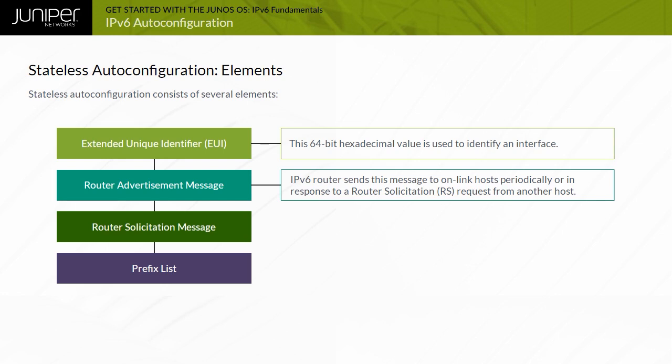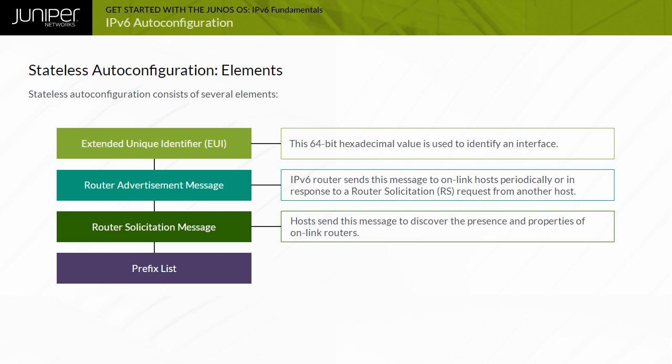Router solicitation message. The hosts send this message to discover the presence and properties of on-link routers. When an IPv6 router receives an RS request from a host, it responds by transmitting an RA message back to the host. An RA announces the existence of the router and provides the host with the information it needs to perform auto-configuration tasks.